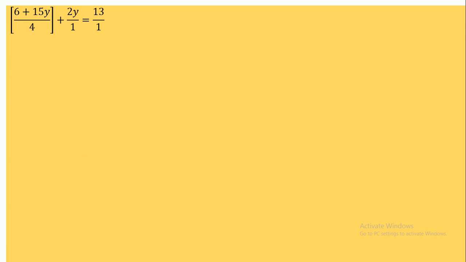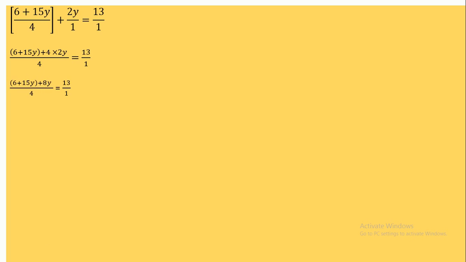You have what we have here, 6 plus 15y divided by 4 plus 2y over 1 is equal to 13 over 1. By the time you find the LCM of the denominators on the left hand side, it is 4. 4 into 4, 1. 1 times the numerator, you have 6 plus 15y, plus 4 into 1, 4. 4 times the numerator, which is 4 times 2y, equals 13 over 1.